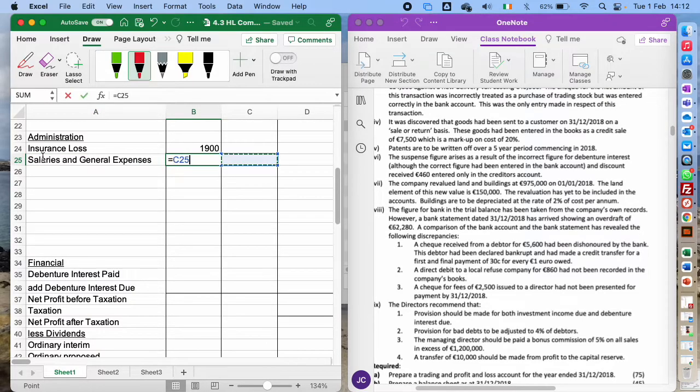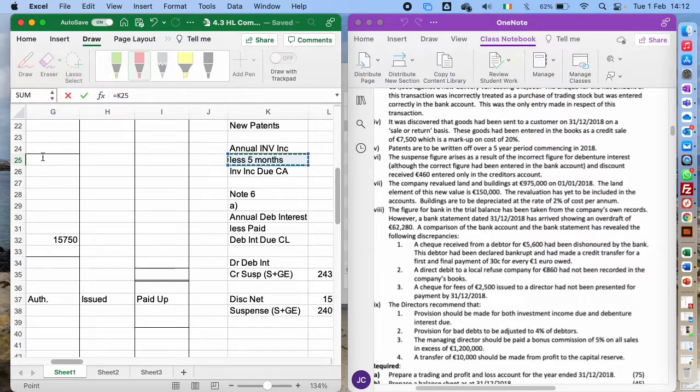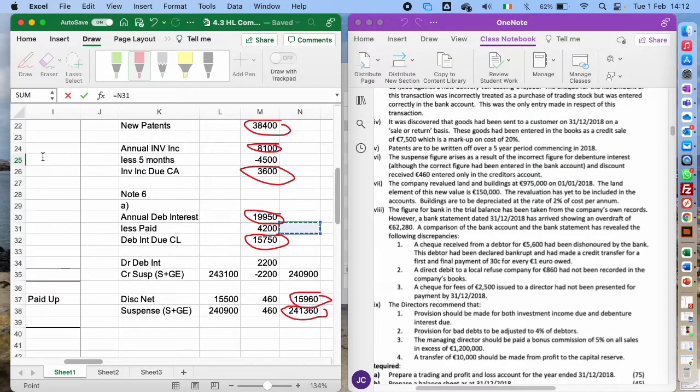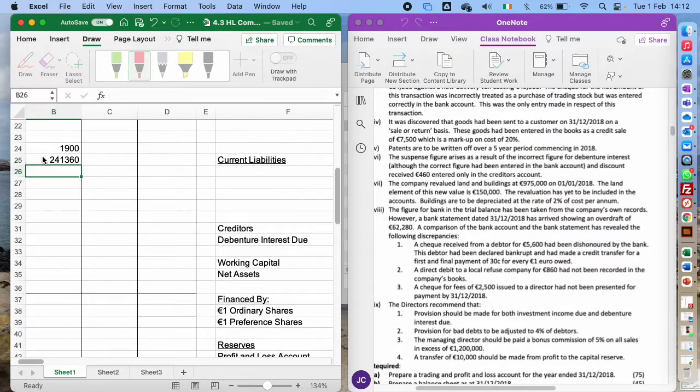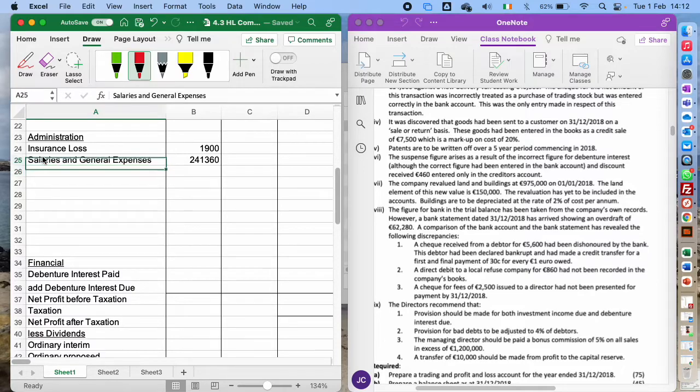So salaries and general expenses. Yep. Yeah, work away. Anybody else wants to go? Feel free. I'm recording this.